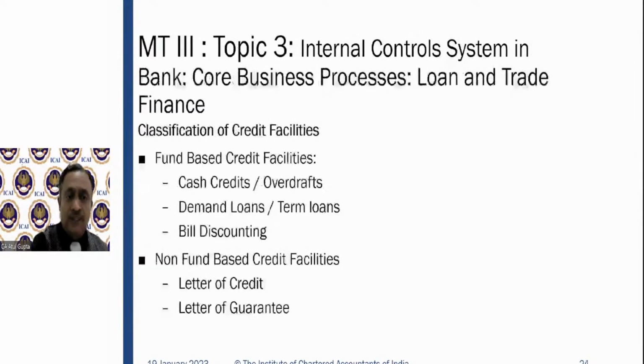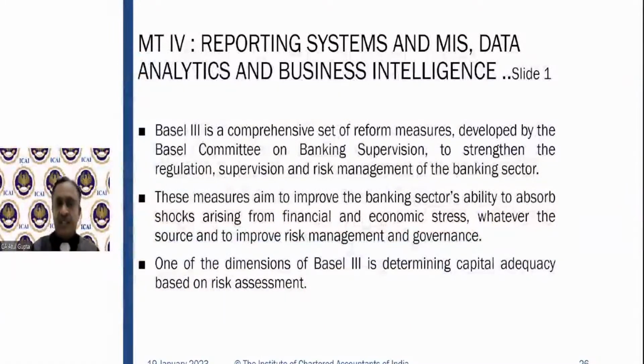So here we talked about Basel 3 as a set of reform measures developed by the Basel Committee on Banking, that is in Switzerland, to strengthen the regulation, supervision, and risk management of the banking sector. These measures aim to improve the banking sector's ability to absorb shocks arising from financial and economic stress, whatever the source, and to improve risk management and governance. One of the dimensions of Basel III is determining capital adequacy based on risk assessment.